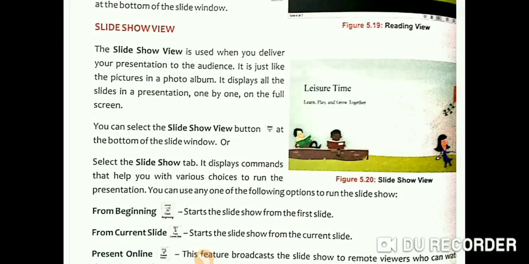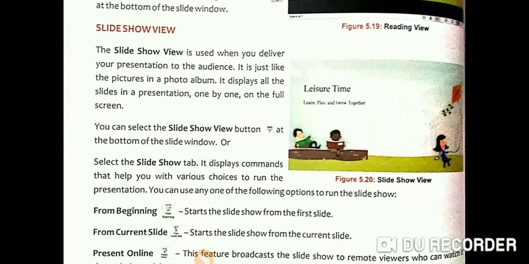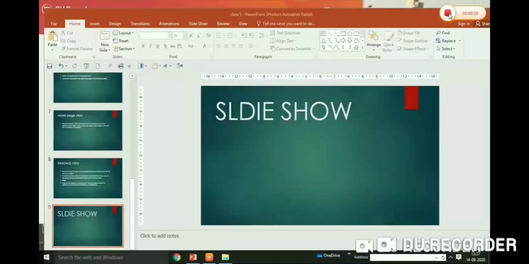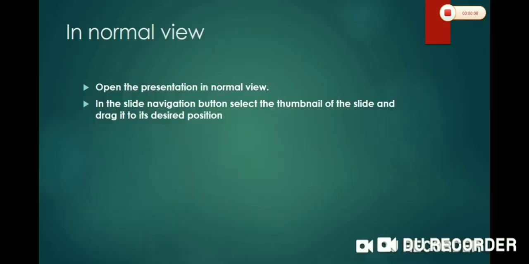So the next heading is slideshow view. Slideshow view is used when you deliver your presentation to the audience. It is just like the pictures in a photo album. It displays all the slides in a presentation one by one. So just look here. You can select the Slide Show button at the bottom of the slide window. Just click here. This is my slideshow.